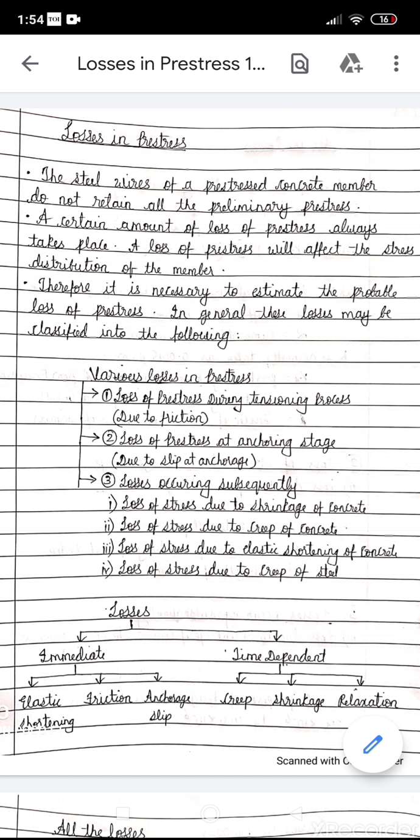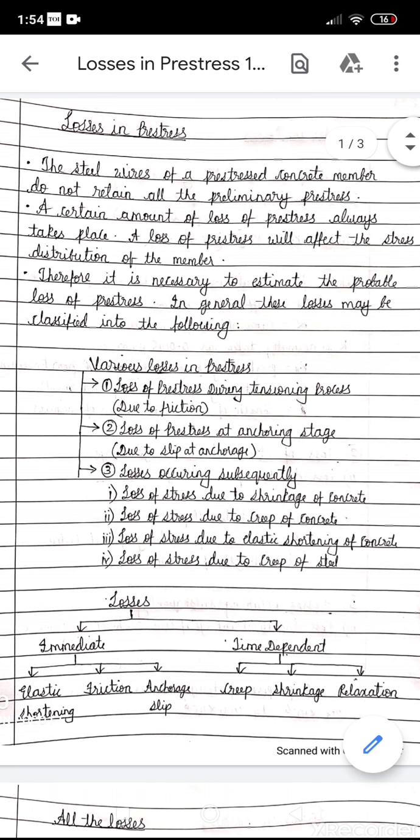Let us first classify these. We have understood that these are the various types of losses. Basically there are six losses, and for our convenience we have classified them into loss at the tensioning stage, loss at the anchoring stage, and losses occurring subsequently. Here I've also mentioned the classification of losses based on time. It is divided into immediate losses and time dependent losses. In immediate losses we have elastic shortening of concrete, loss due to friction, and loss due to anchorage slip. In time dependent losses we have loss due to creep, loss due to shrinkage, and loss due to relaxation. I hope you understood from this figure what immediate losses and time dependent losses are.